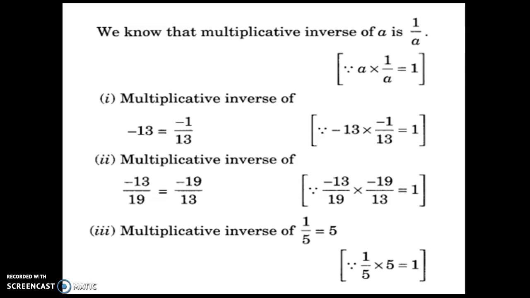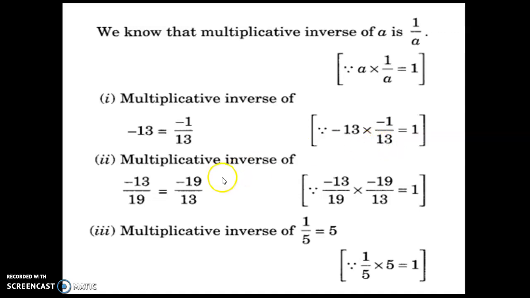Same way you have to do for the numbers which are given. The first one is minus 13. Multiplied by what will you get 1? Minus 1 by 13, if we do, we will get 1. So the multiplicative inverse is minus 1 by 13.